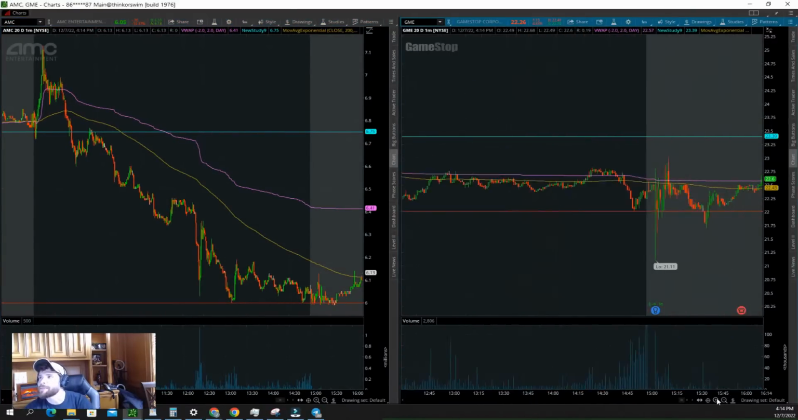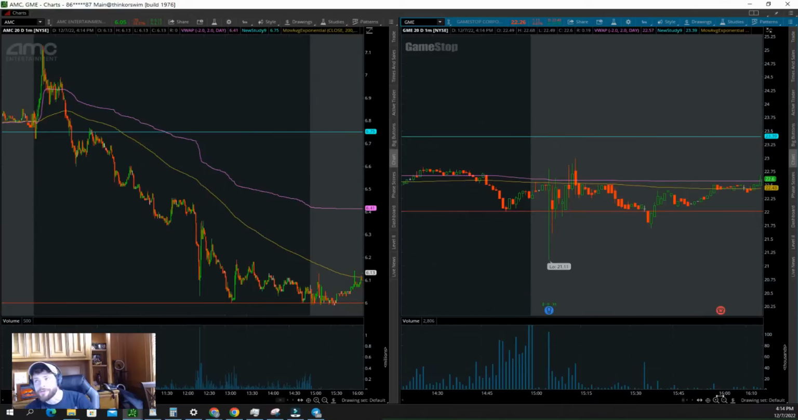There goes GameStop starting to pop up. It's at $22.60. So GameStop is over the volume weighted average price, green relative to when they dropped their earnings. And so they're still doing pretty good.